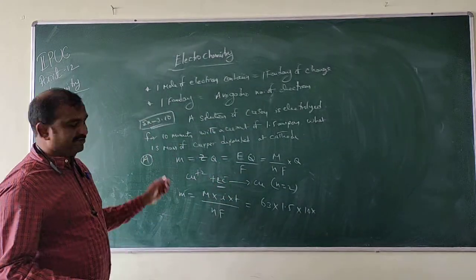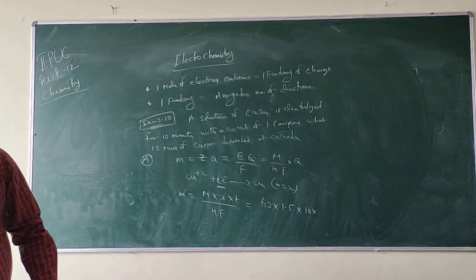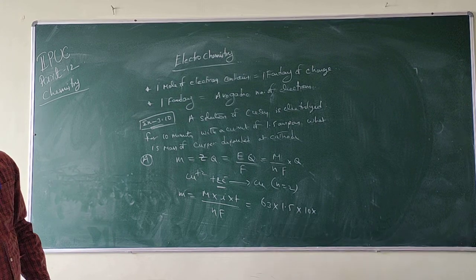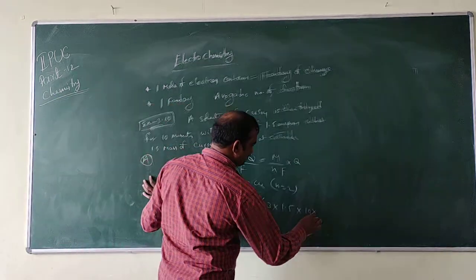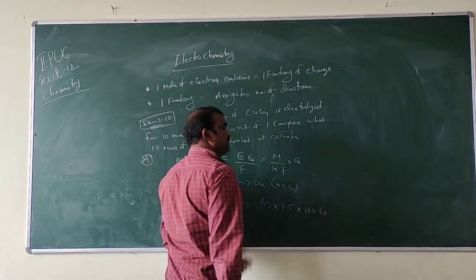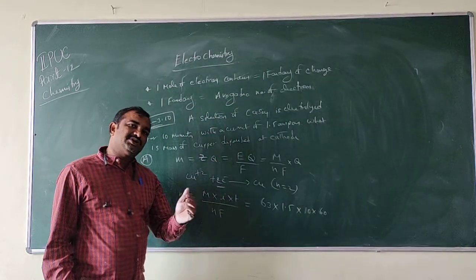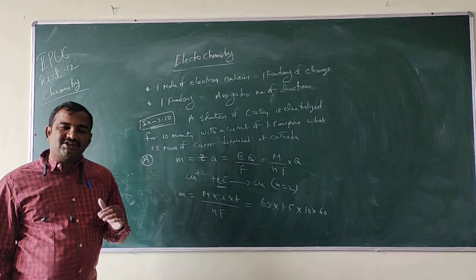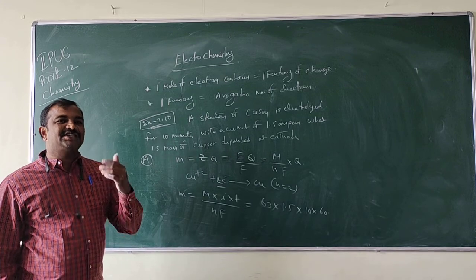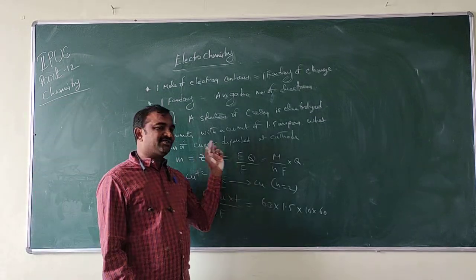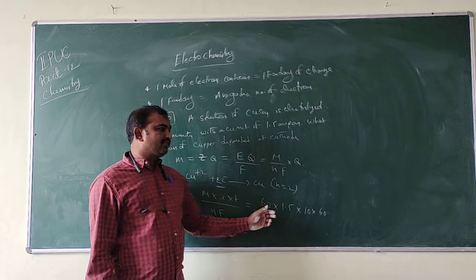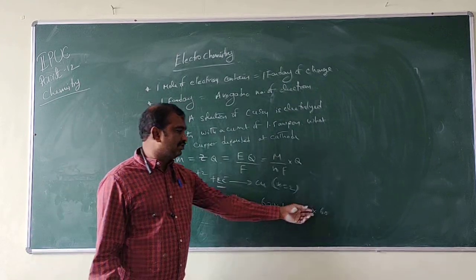How can you convert into seconds? Minutes are given, so you have to multiply by 60. Hours converted into seconds means 60 into 60. Only minutes is given, so minutes into seconds: 1 minute is equal to 60 seconds. That only we wrote here.